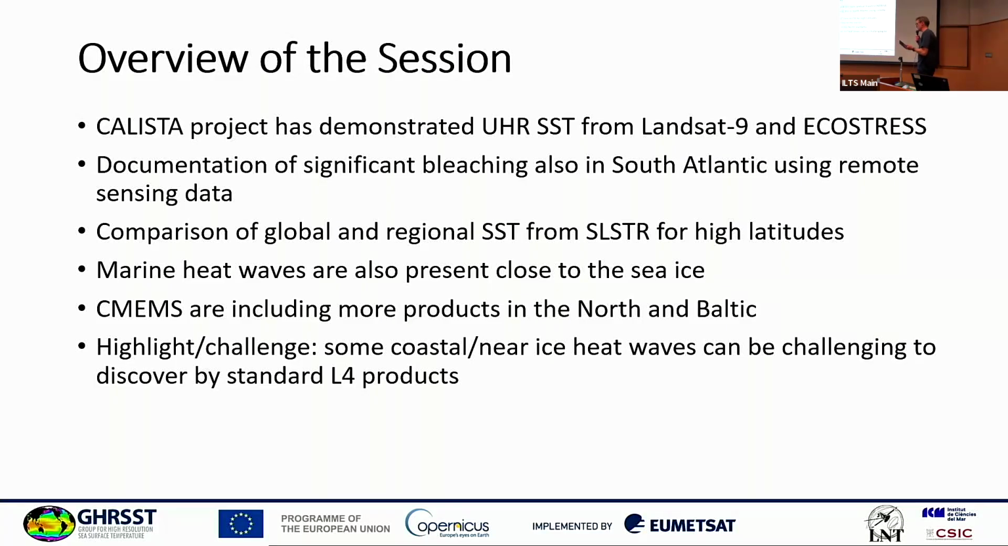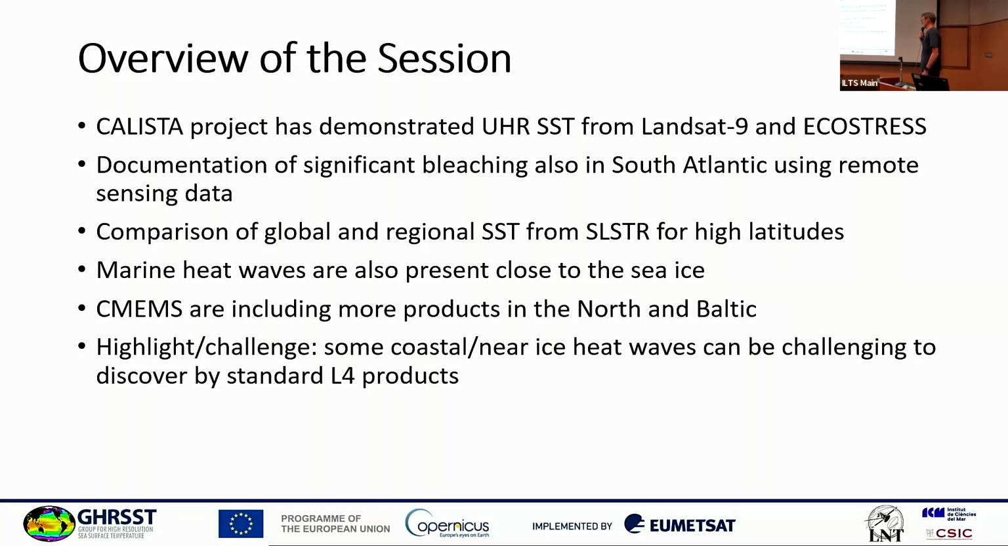Then we had the presentation on the documentation of significant regional bleaching in the South Atlantic, and also the success of remote sensing data and marine heat wave monitoring, being able to document much more bleaching than normal methods could. So it was interesting to see also what's happening in the South Atlantic.